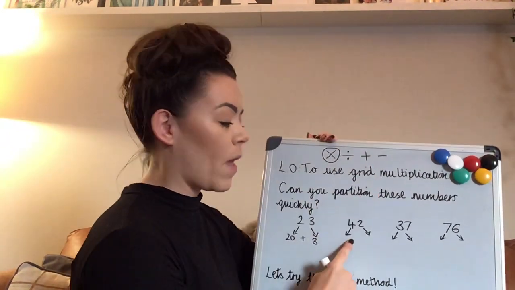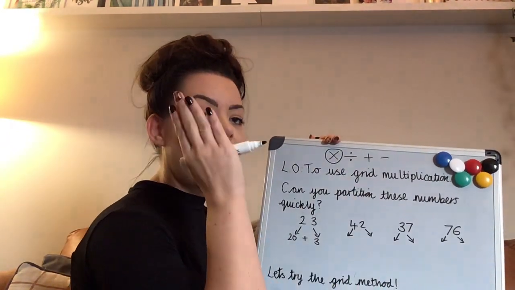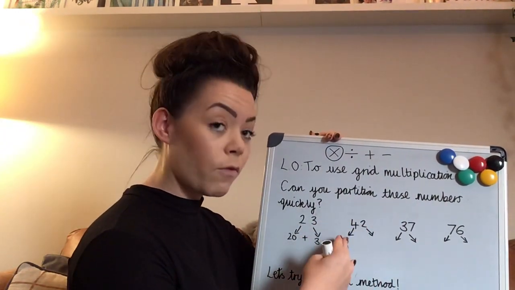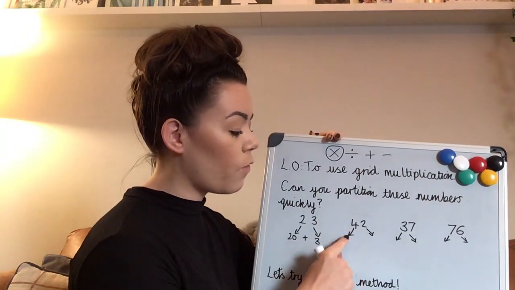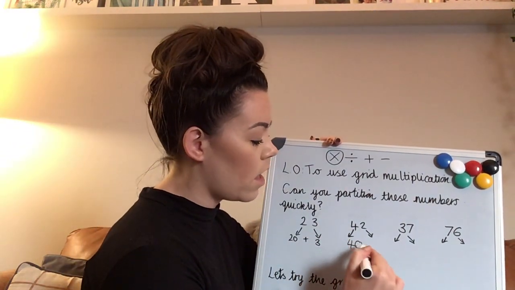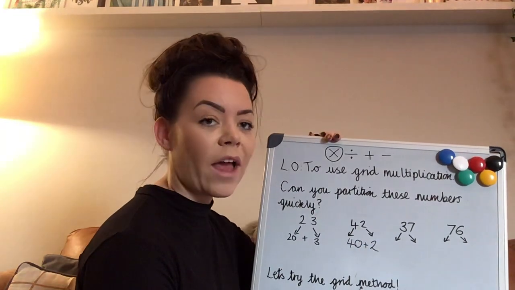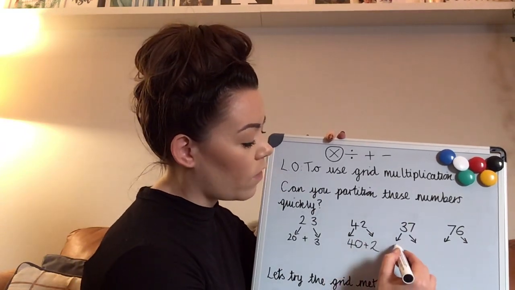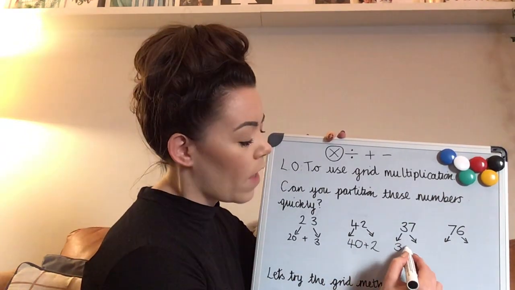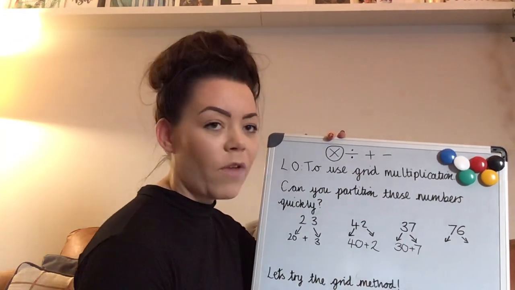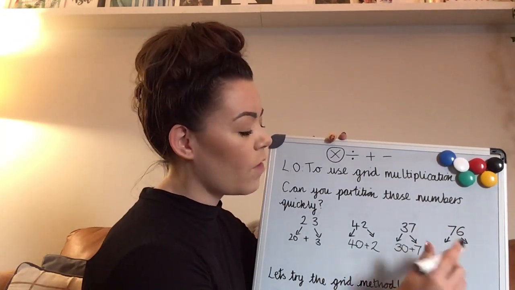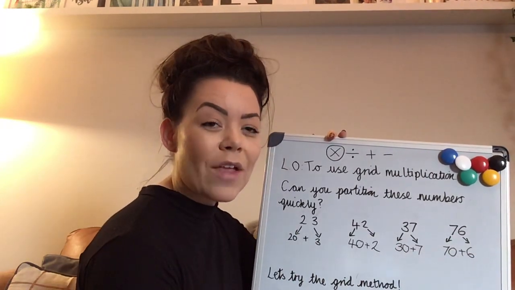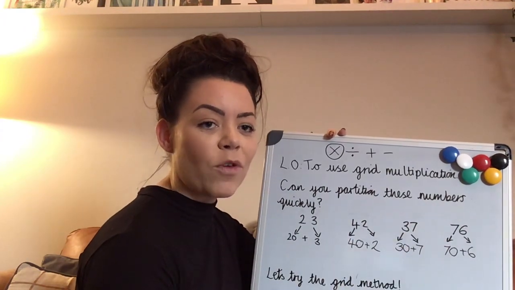So the next number is 42, and if we karate chop that number right down the middle, we wouldn't have 4 and 2, we'd have 4 tens and 2 ones, but this 4 tens means 40 and 2, 40 add 2. Next number, 37. You'd partition that into 3 tens, which is the same as 30, and 7 makes 37. And the last one, 76, we partition it into 70 and 6. How did you get on with that? Give them a little tick at home if you got them right.